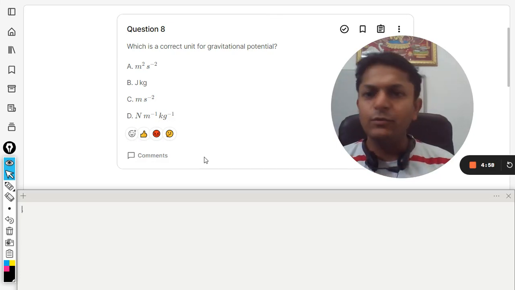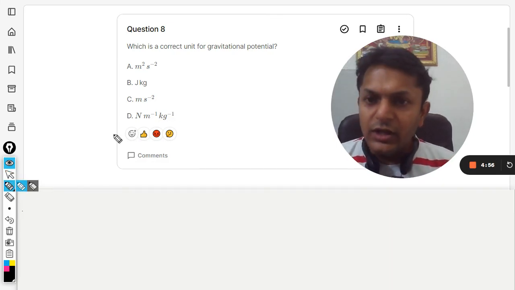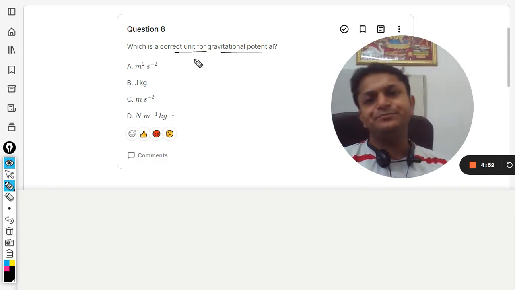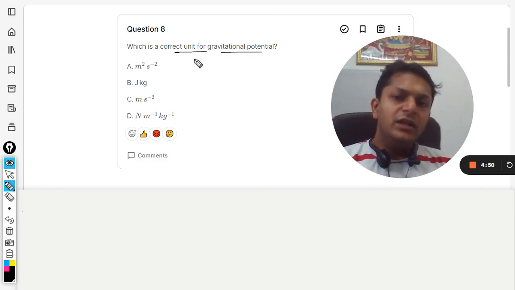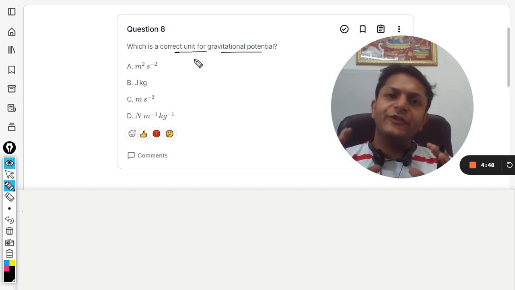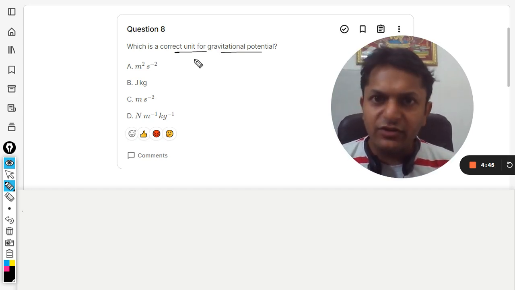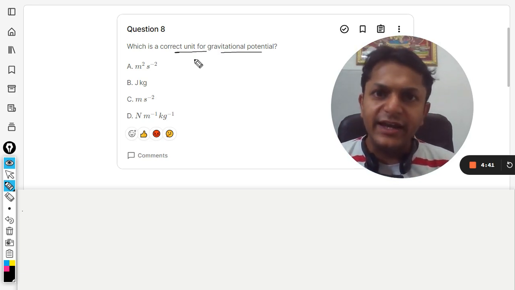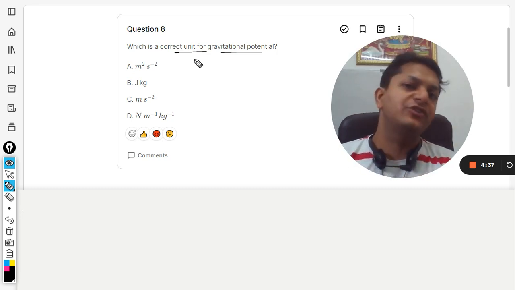Okay, dear student, let us see what is there in this question. Which is a correct unit of gravitational potential? Okay, so my dear students, first of all, in these kinds of questions, whenever you are talking about units and all that, what you need is one particular formula in regards to gravitational potential.